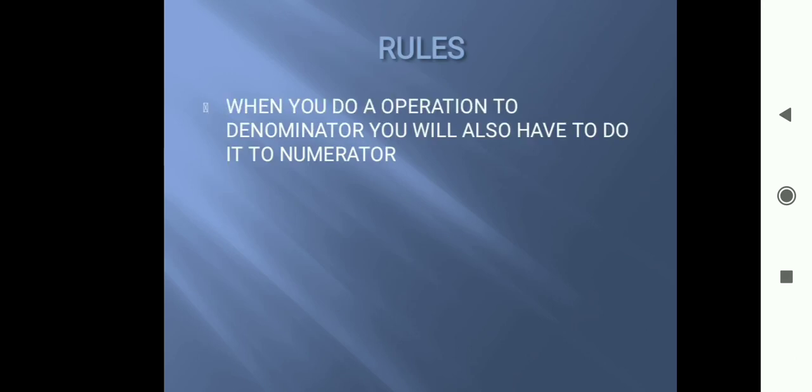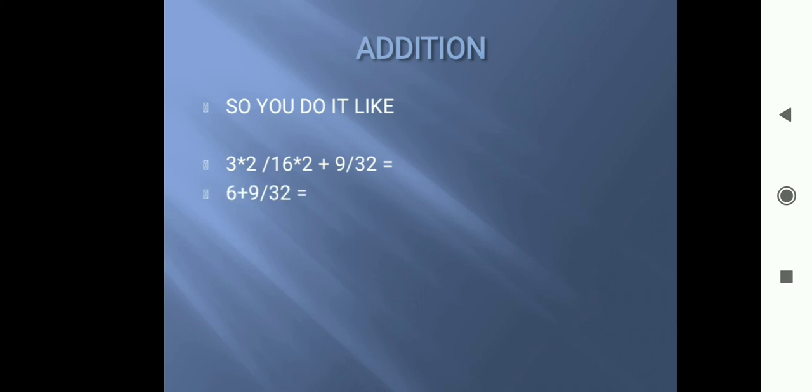So the rule is, when you do an operation to the denominator, you will also have to do it to the numerator, and vice versa. That means if you do an operation for a numerator, you have to do it for the denominator also. Addition. So you do it like 3 upon 16 into 2 plus 9 upon 32 is equal to 6 plus 9 upon 32, that is equal to 15 upon 32. This fraction cannot be reduced. That we will see later, what is reduction. But 15 upon 32 is the answer.